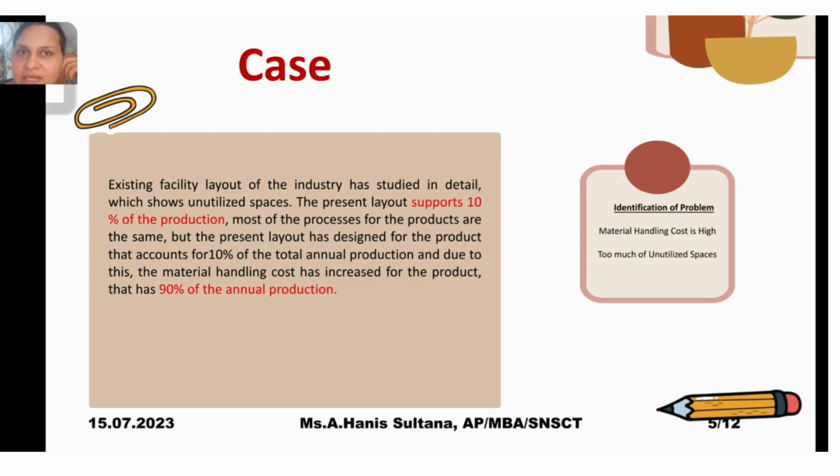So, simply, 10% of the space is not utilized, and when production takes place, the quantity on the one hand decreases, and on the other hand the annual production and annual income, that is the profit, is also affected because of the 10% of unutilized space. So here the problem we have identified is that material handling cost is high and there is too much unutilized space.